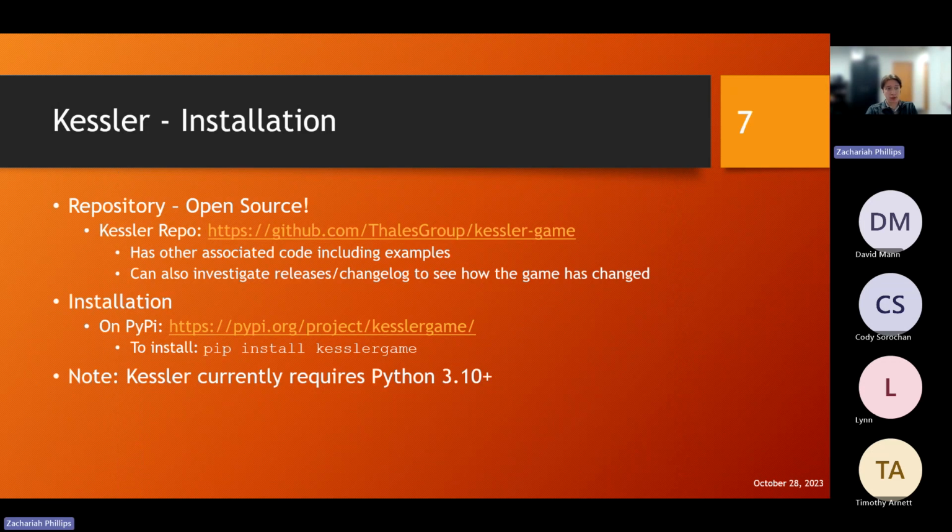As I mentioned, Kessler is available and is public. It is open source. It can be found at this link here. It has all the associated code, examples, things like that. You can see old changes of the game. If it's something you are interested in contributing to in the future, you are welcome to. We're always looking to add new things and to increase the depth of what we can do with the game.